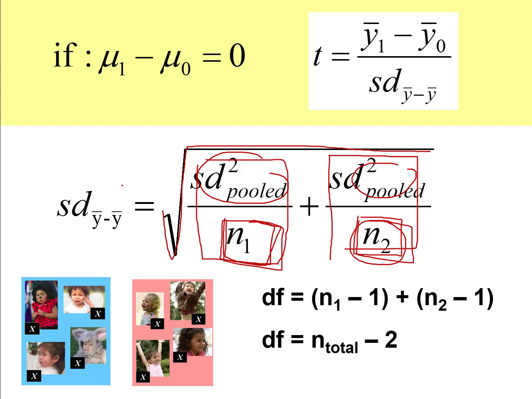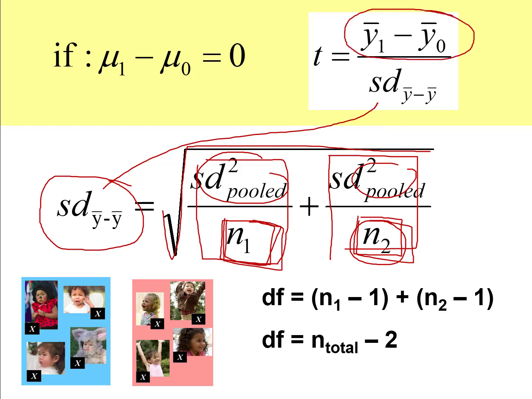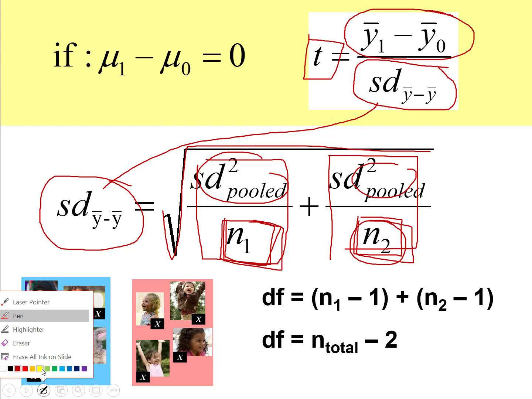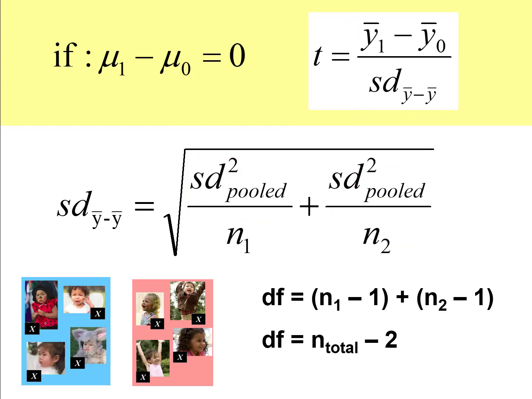So we plug all this in and we calculate our standard error of mean difference, and now we can plug that into our formula for the t-value. So we take our statistic, our parameter estimate, in this case the difference between two means, and divide it by the standard error of that statistic, the standard error of the difference between two means, and that gives me my t-value. And once I have my t-value, I can then determine what is the probability of getting a t-value this extreme if the null hypothesis is true.